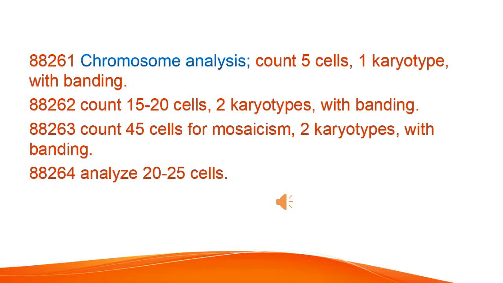Chromosome analysis, count 5 cells, 1 karyotype, with banding. 88262, count 15 to 20 cells, 2 karyotypes, with banding. 88263, count 45 cells for mosaicism, 2 karyotypes, with banding. 88264, analyze 20 to 25 cells.